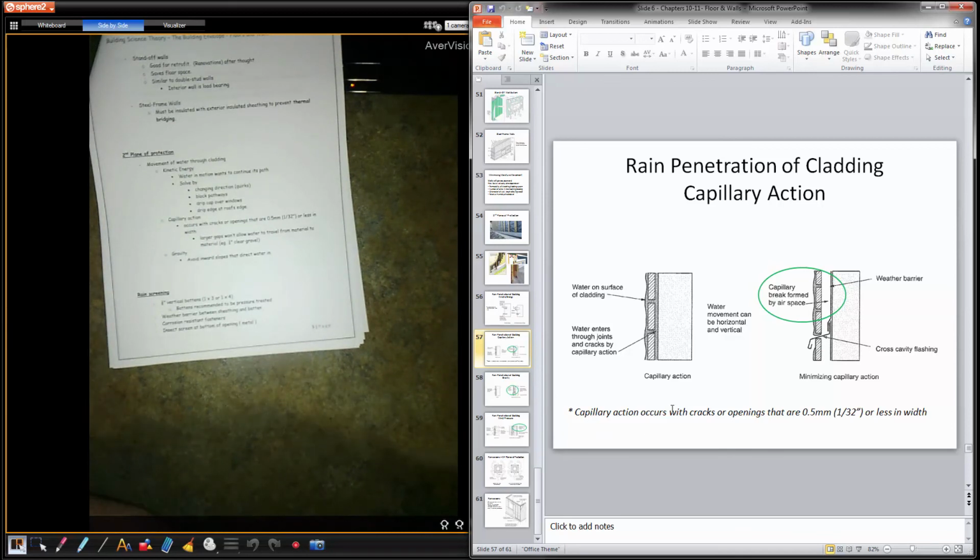So capillary action occurs with cracks or openings that are 1/32 or less in width. So if we create a larger gap, that won't occur. It's hard for the water to wrap around and continue up in the direction. But it's got momentum, it's got speed coming down. If there's a spot for it to grab on, it'll grab on. So that's why we want to have our drip caps away from the cladding.